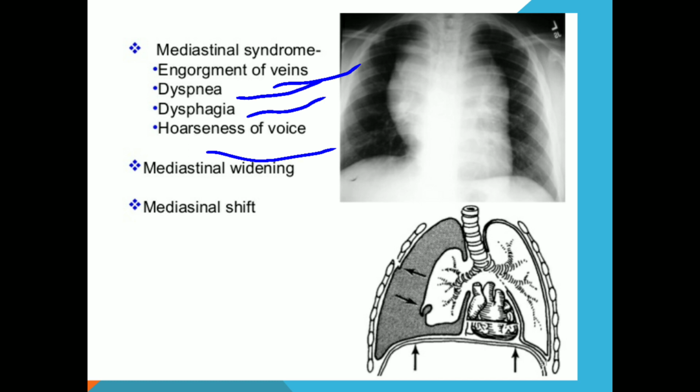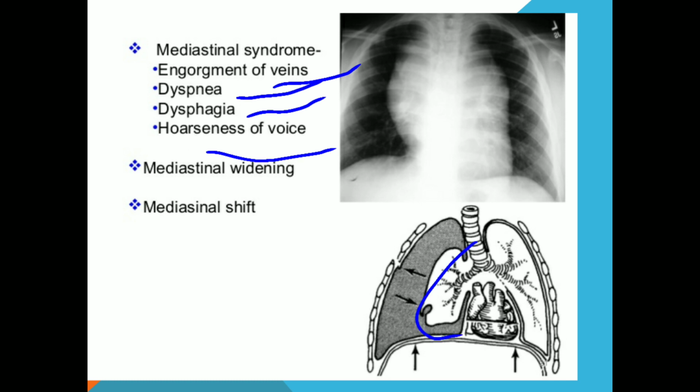So that is about the mediastinal syndrome. A tumor or anything in this region will lead to compression of the structures present in the mediastinum. We know the trachea is present here, so compression of the trachea will lead to dyspnea. Compression of the esophagus leads to dysphagia, difficulty in swallowing. If it compresses the left recurrent laryngeal nerve, there is hoarseness of the voice.